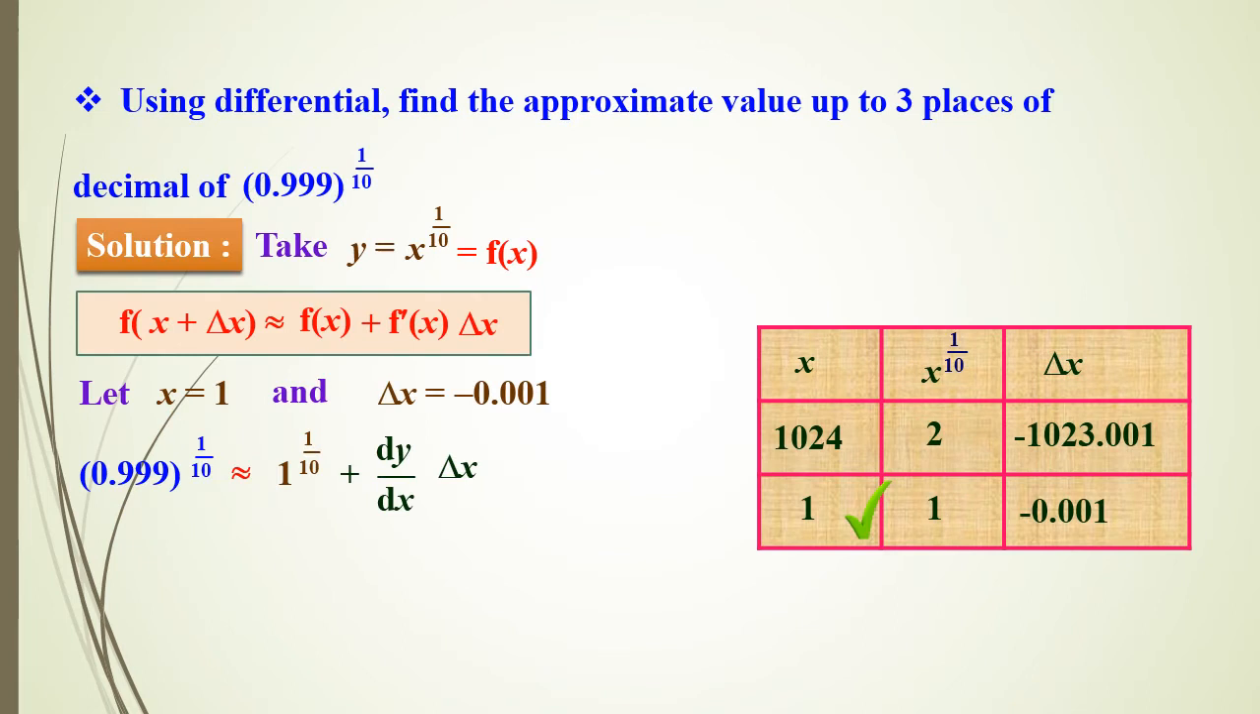In this problem, we will be finding the approximate value of the 10th root of 0.999. Whatever procedure has been followed for the previous sums, the same procedure applies here also. There is totally no need to change anything, but the values of x and delta x must be changed here.